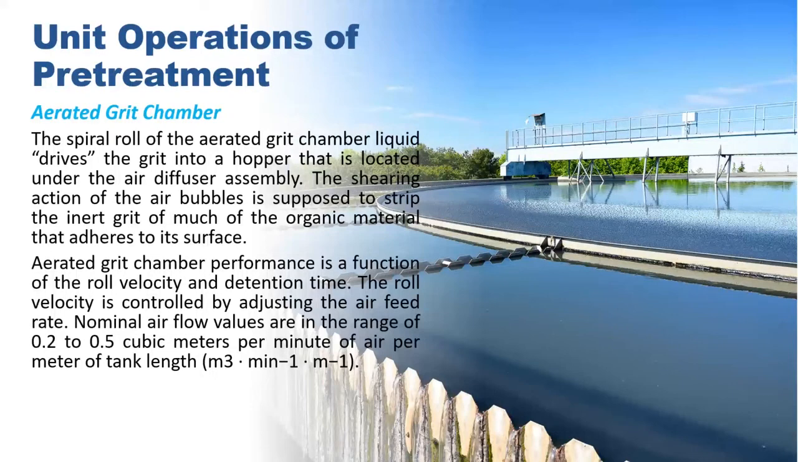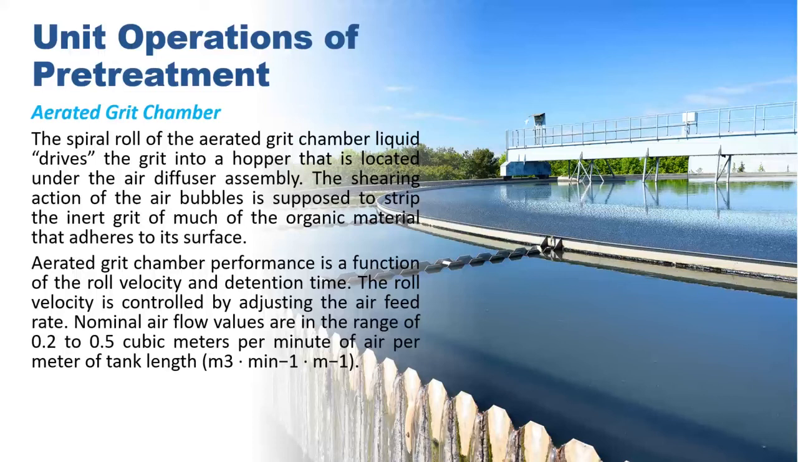Hi, for the continuation of the unit operations of pre-treatment, now we will discuss the aerated grit chamber. The spiral roll of the aerated grit chamber liquid drives the grit into a hopper that is located under the air diffuser assembly. The shearing action of the air bubbles is supposed to strip the inert grit of much of the organic material that adheres to its surface.